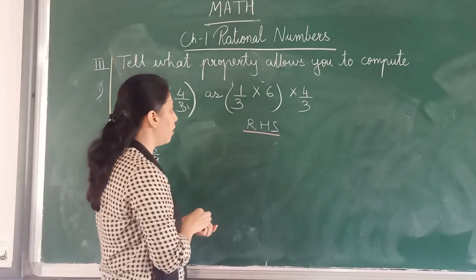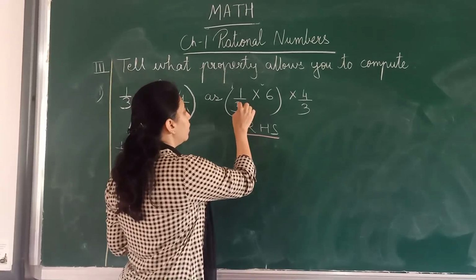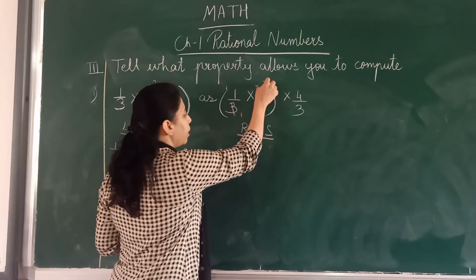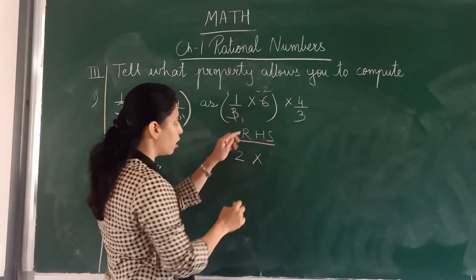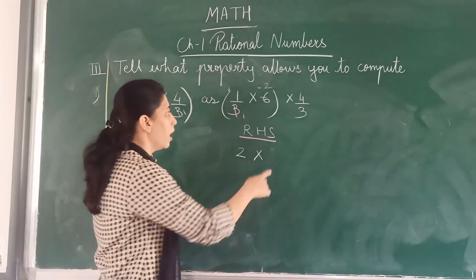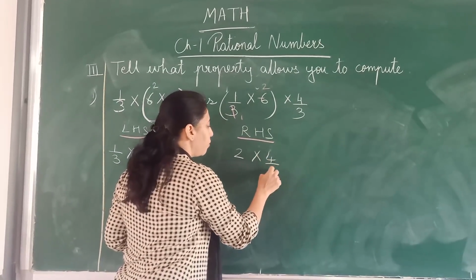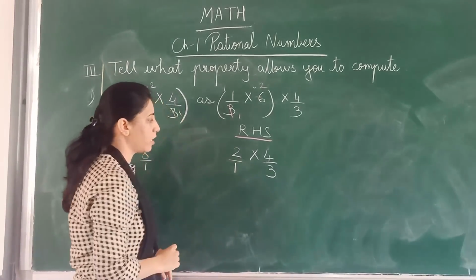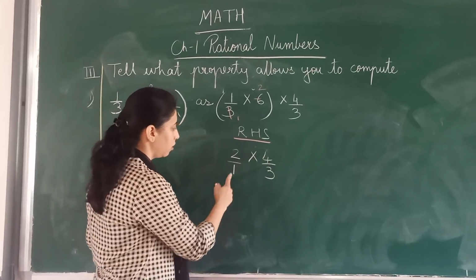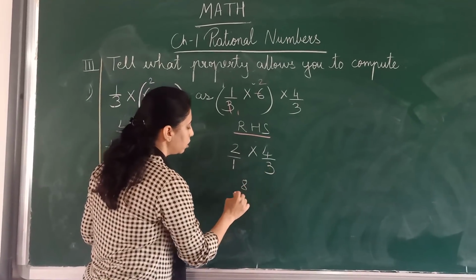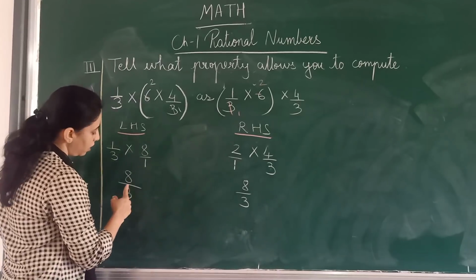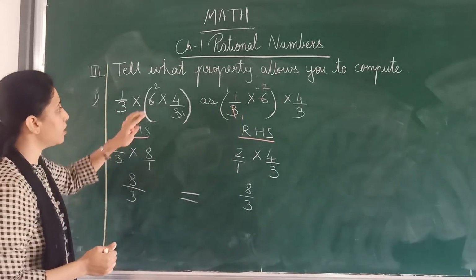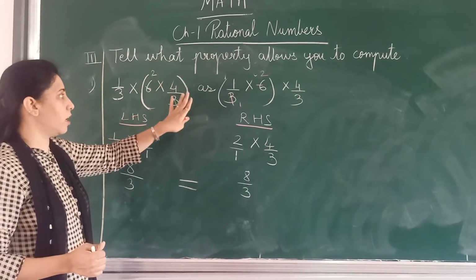Now we check with the left hand side. So now you can directly do it. 3 ones are 3, 3 twos are 6. So what is your answer? 1 multiplied by 2 is 2. First always you are going to solve the bracket. Again your multiplication is there, multiplied by 4 upon 3. Now when no denominator is given, you have to take it as 1. 2 into 4 is 8. 1 into 3 is 3. So is left hand side and right hand side equal? Yes, it is equal. So this property is called associative property.